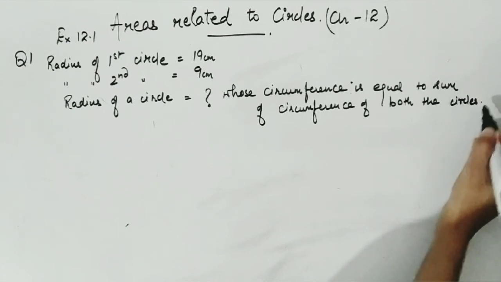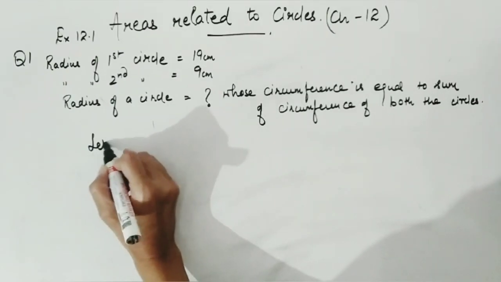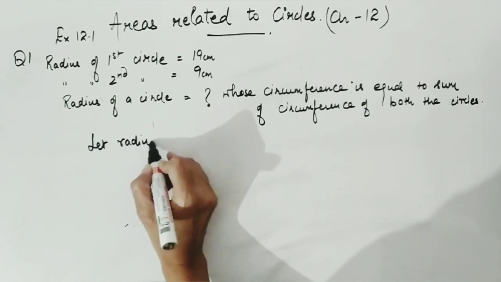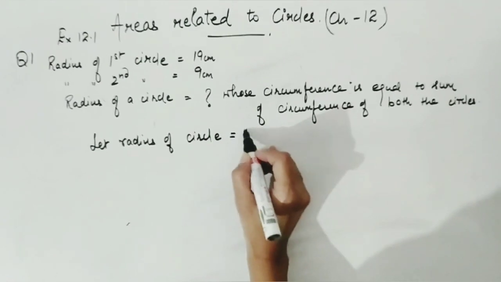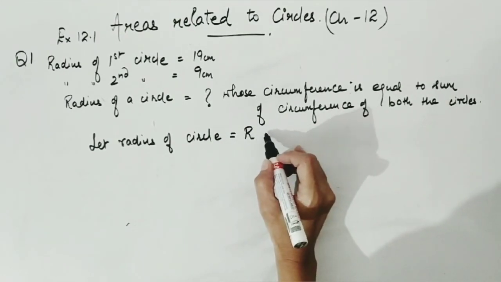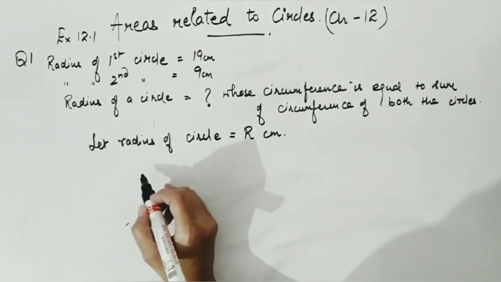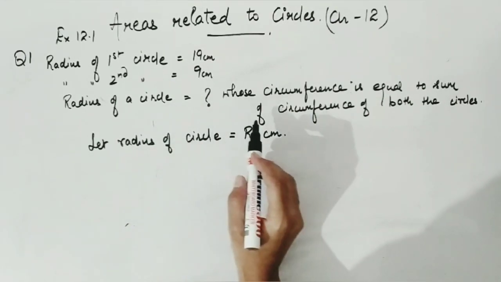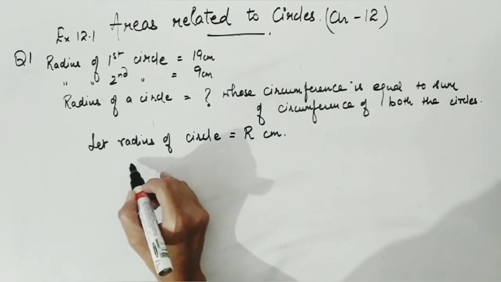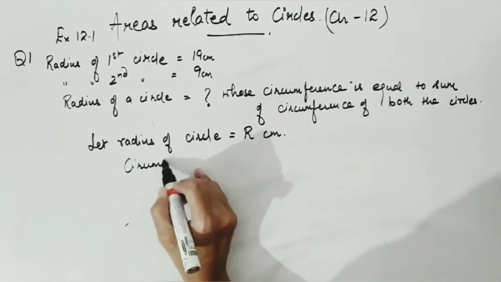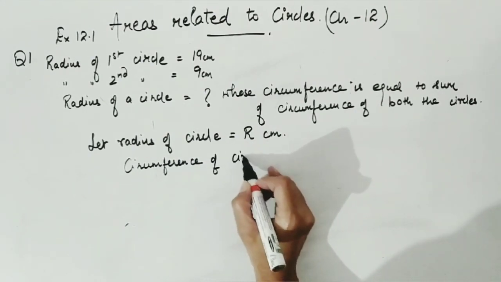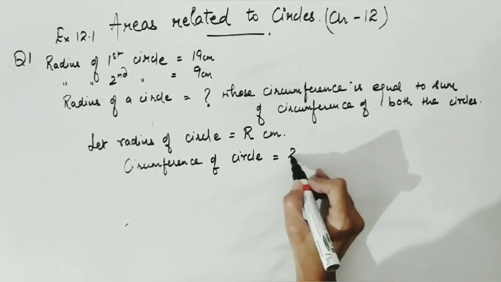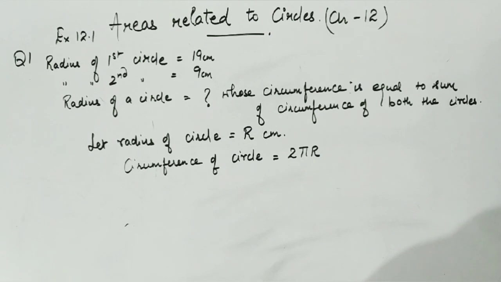So how do we do this question? Let's assume the radius of that circle is r units, or let it be r centimeters. So the circumference of this new circle whose radius is r would be 2 times pi r.